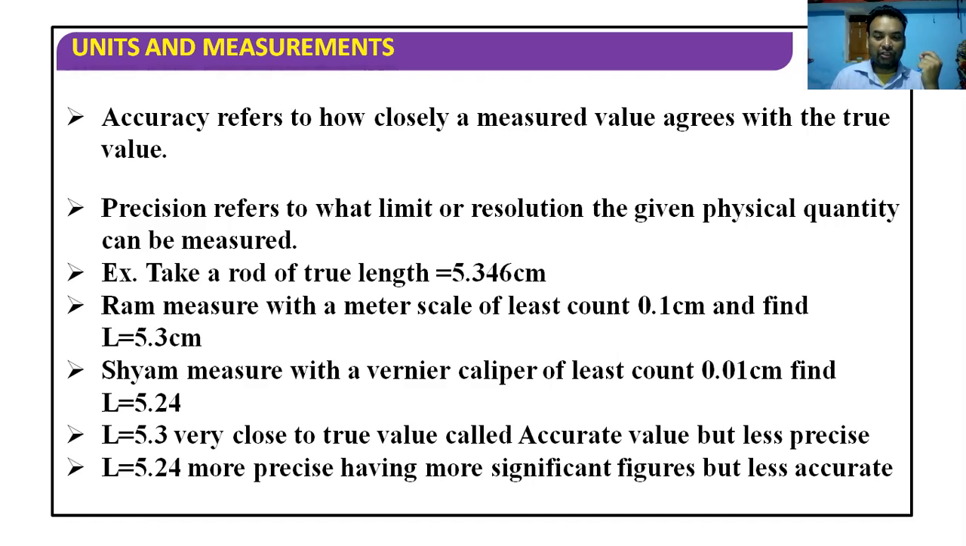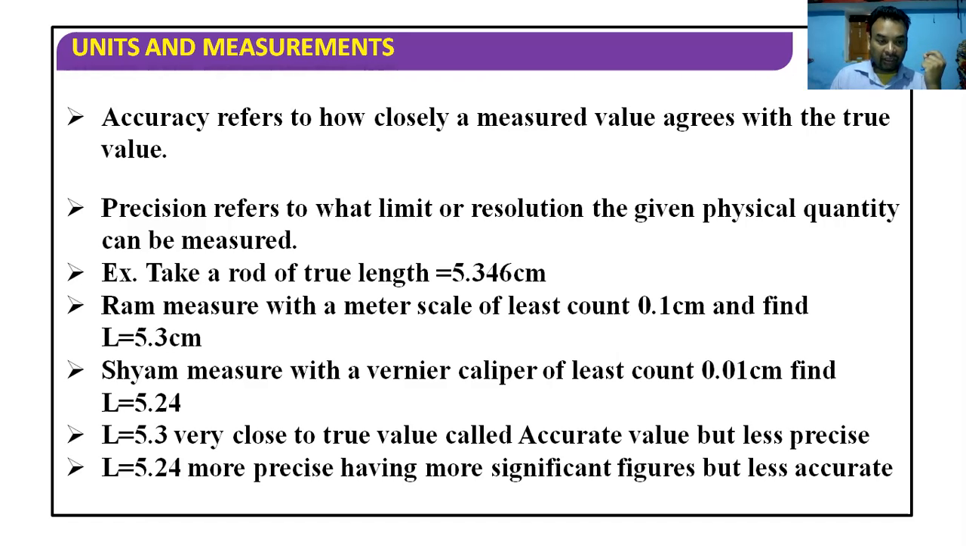Least count means the minimum value which we can read on that scale. So the minimum which we can measure with the help of Ram's meter scale is 0.1 centimeter. So with that meter scale having least count 0.1 centimeter, Ram finds the length of the road equal to 5.3 centimeter.